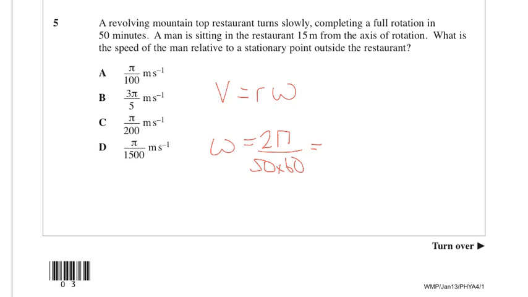2 times pi divided by 50 times 60 gives you 2.09 and so on, times 10 to the minus 3, and we times that by 15 to turn that into a velocity, so that ends up being pi over 100. Very useful if you have a calculator that outputs things in the simplest form first, like mine does, but if you calculate it you get the same thing.